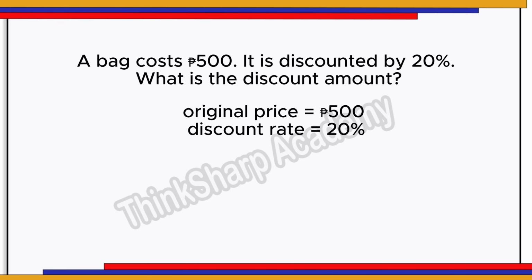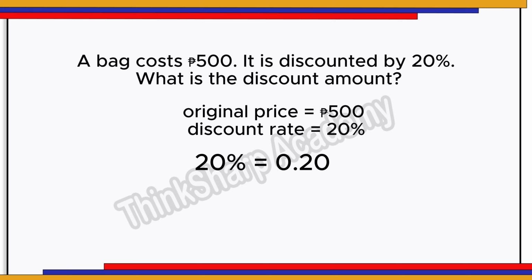I will explain how to find the discount amount of a bag that costs Philippine peso 500 with a 20% discount. First, we identify the original price, which is Philippine peso 500. Next, we identify the discount rate, which is 20%. Then we convert 20% into a decimal, which is 0.20.